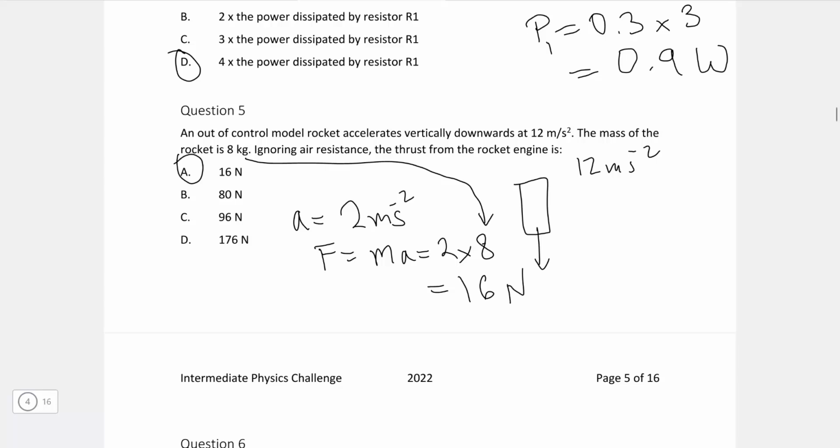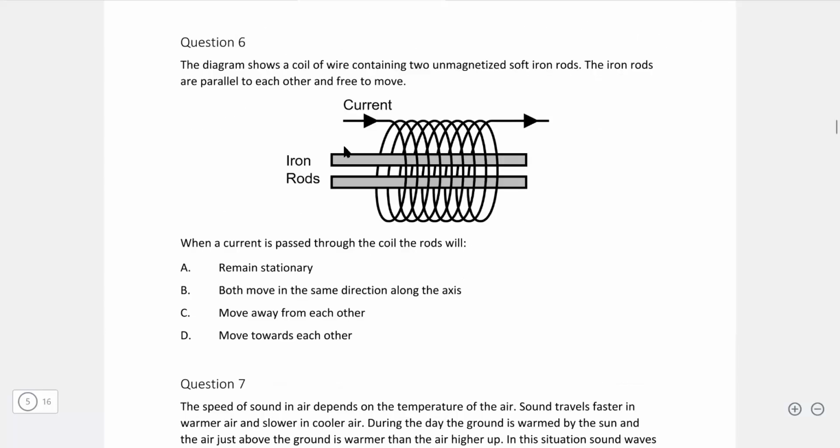Correct answer is A. Okay, question 6. The diagram shows a coil of wire containing 2 unmagnetized soft iron rods. The iron rods are parallel to each other and they're free to move. When a current is passed through the coil, one of the major things to notice is that as soon as we have current, there will be a magnetic field within the coil.